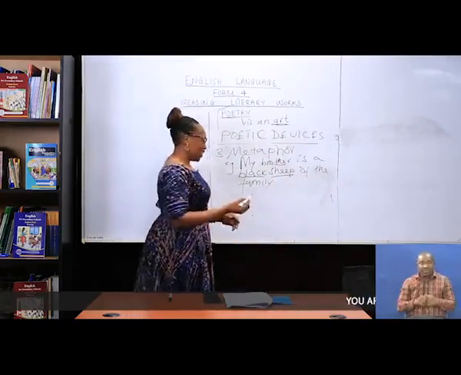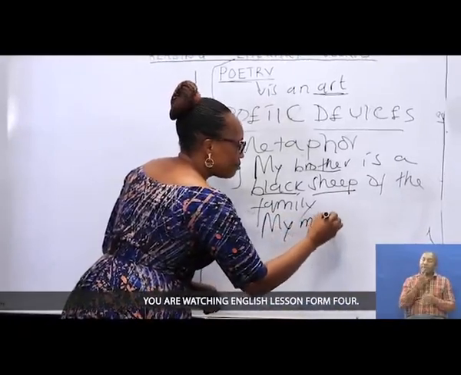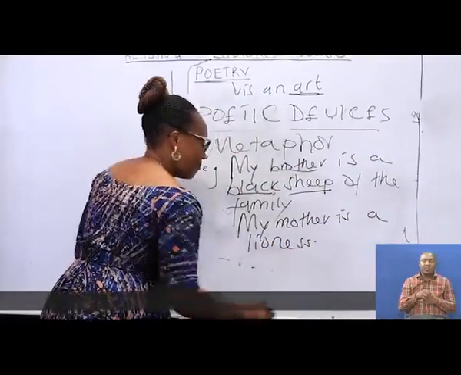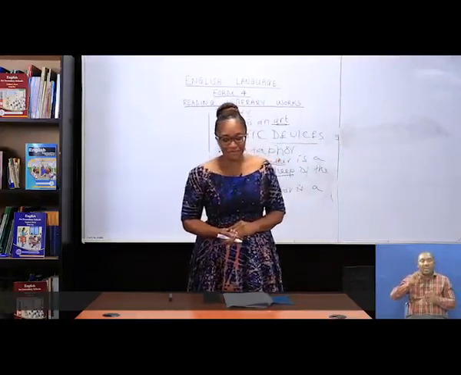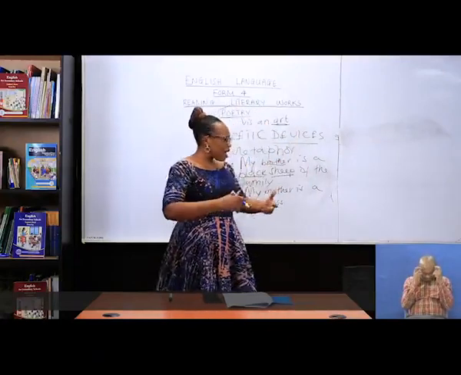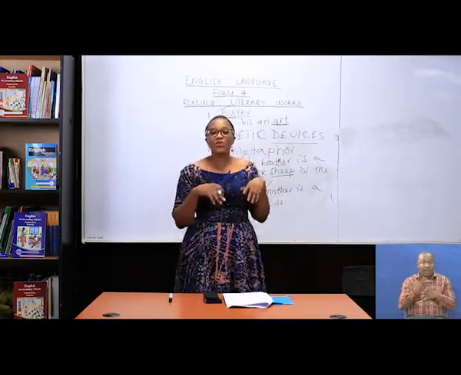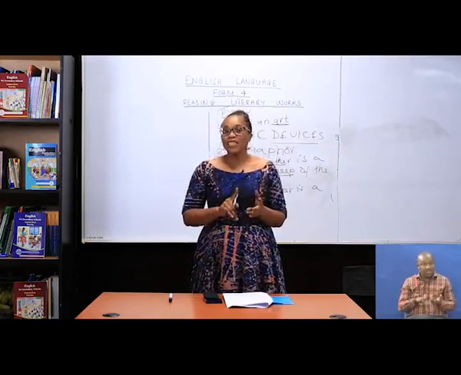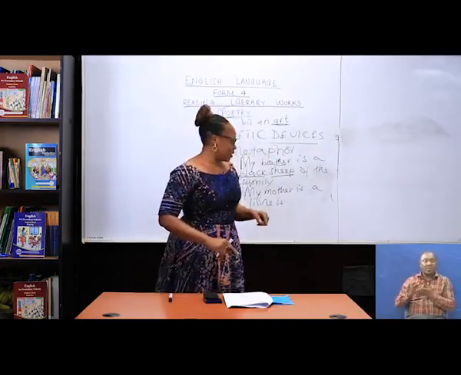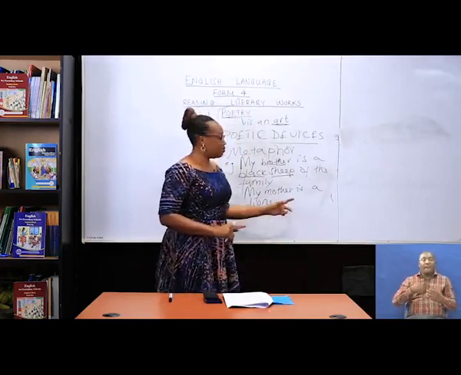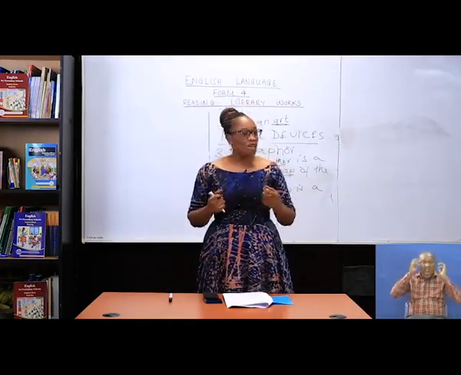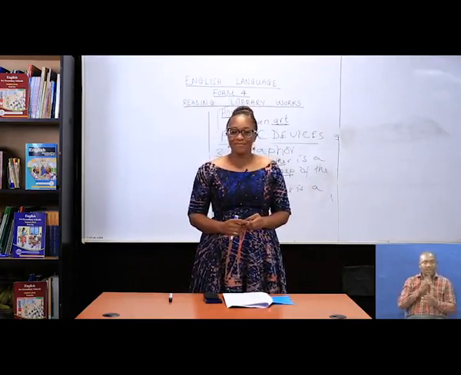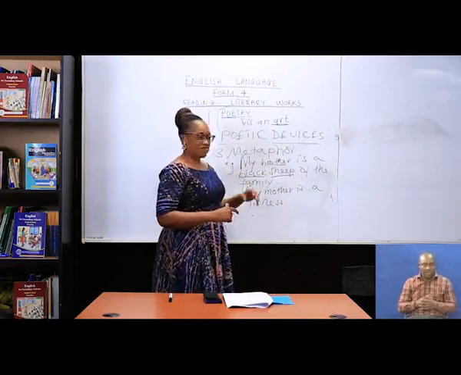Are we together? Great. If I say, "My mother is a lioness." Think, when you speak of a lioness, what comes into your mind? Strength. Very protective. Something not to mess with, right? Good. So "my mother is a lioness" means probably my mother is very strong, or a person that is very protective of her children or family. So that is metaphor.